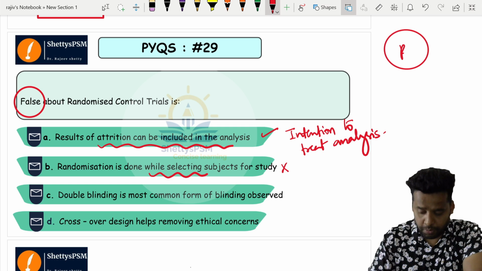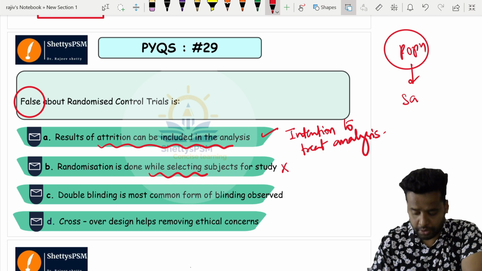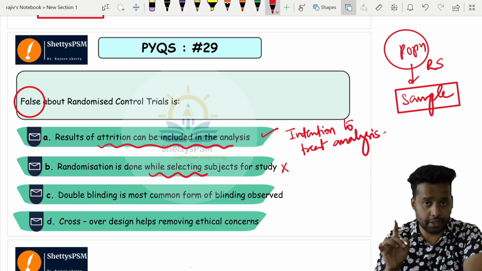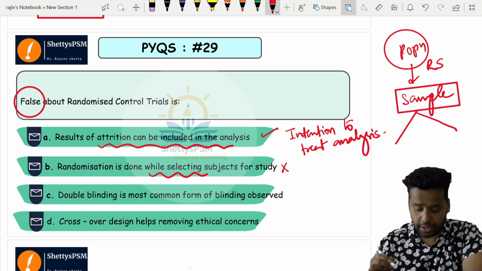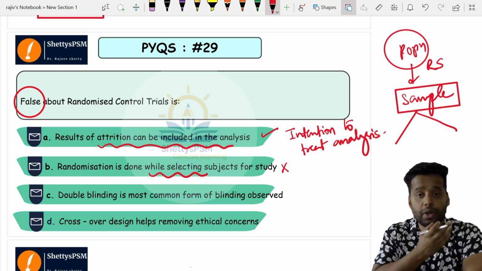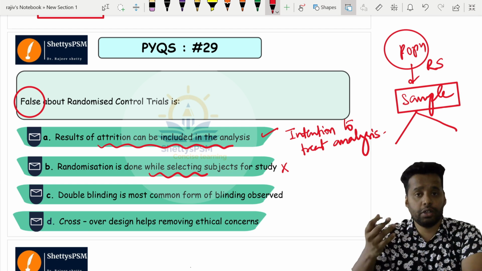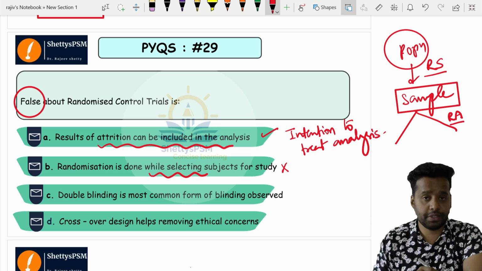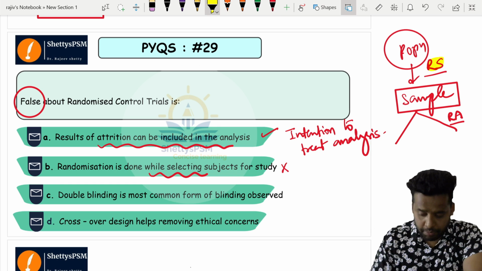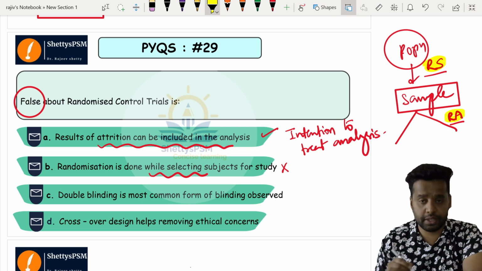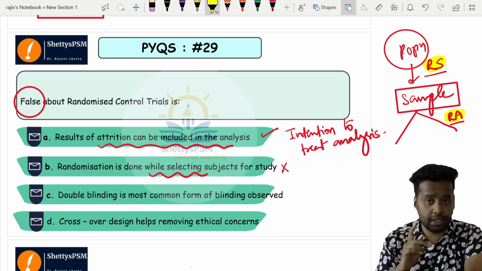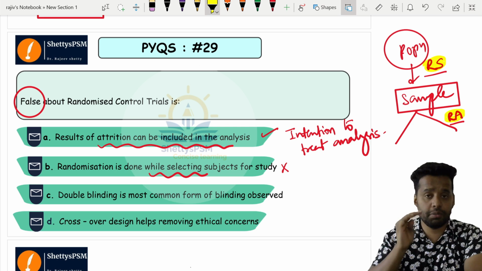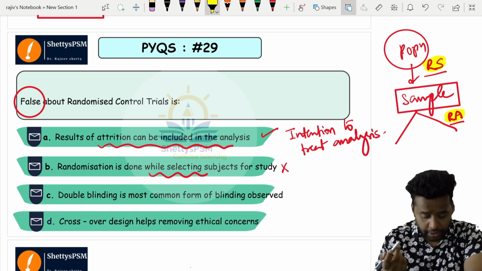Out of the total population, when you are selecting the sample, the initial step is called random sampling, not randomization. After sampling, you allocate one into treatment group, the other into placebo group. That is called random allocation, also known as randomization. Repeat with me, good. Random sampling is the first step, random allocation is the next step. Don't make mistake in the exam. Randomization is after selection, random sampling is during selection. Randomization is also known as random allocation.